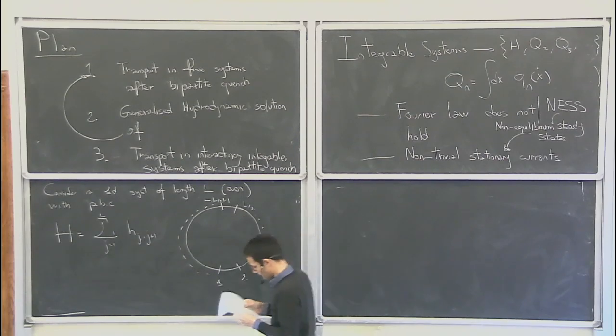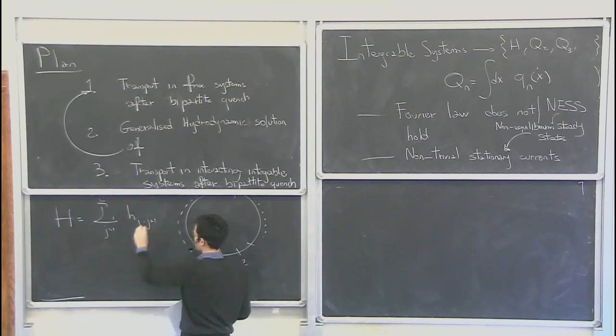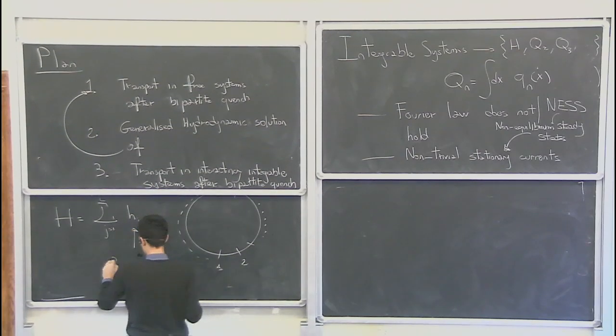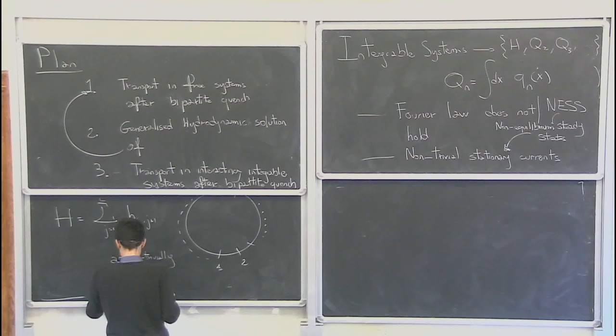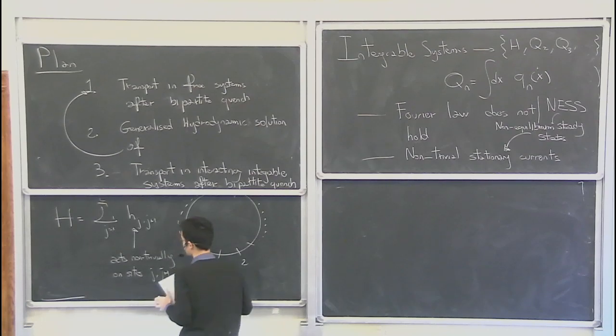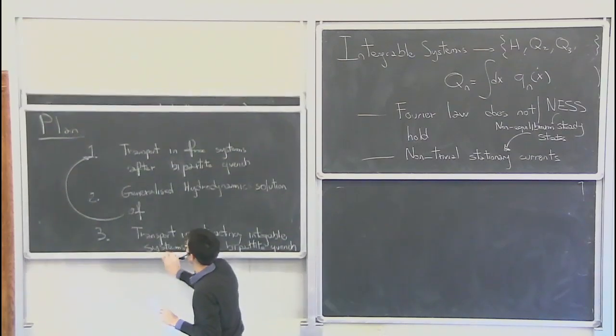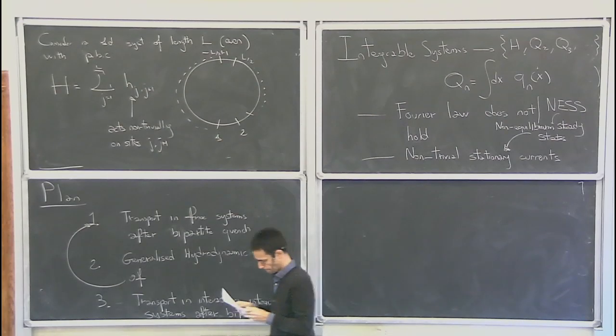Okay? And I take this Hamiltonian density, which acts non-trivially on sites j and j plus 1. Okay?